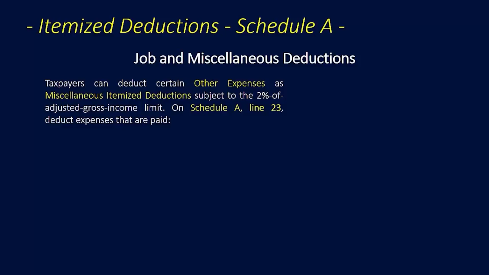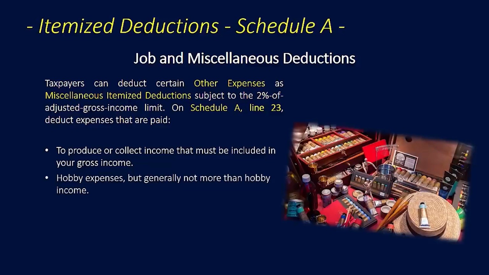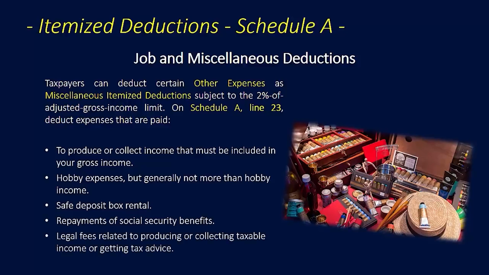Taxpayers can deduct certain other expenses as miscellaneous itemized deductions that are subject to the 2% of adjusted gross income limit. On Schedule A, line 23, deduct expenses that are paid to produce or collect income that must be included in your gross income. Hobby expenses, but generally not more than hobby income. Safe deposit box rental. Repayments of Social Security benefits. Legal fees that are related to producing or collecting taxable income or getting tax advice.